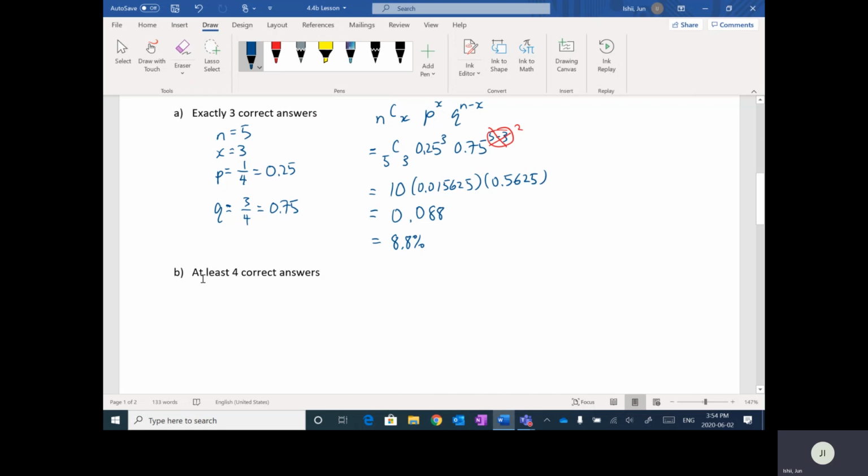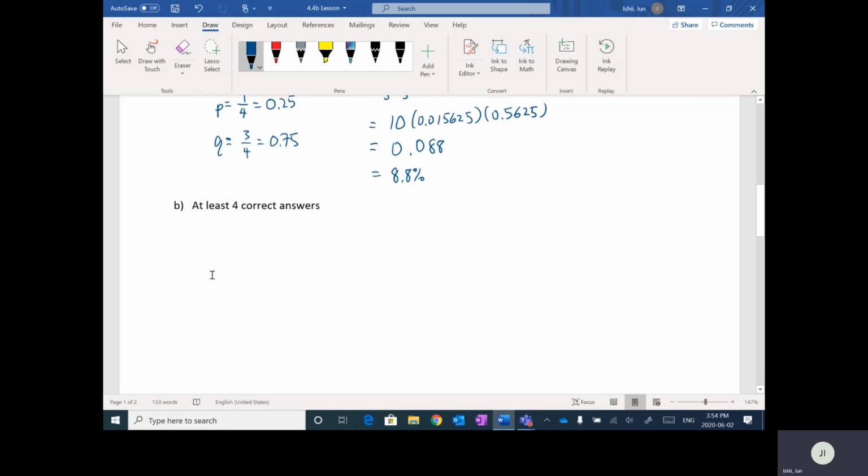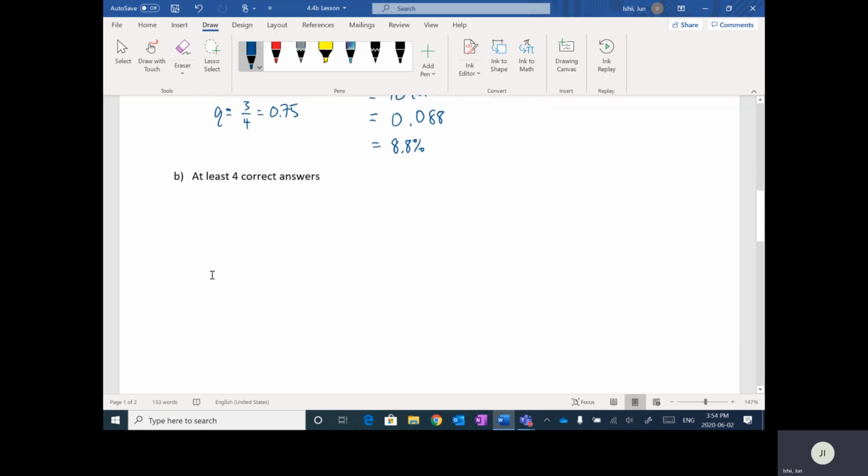This time, we want at least 4 correct answers. Okay. So whenever you see the words at least, this will be in terms of cases. So if I want to get at least 4 correct answers, this is the same as saying the probability of getting 4 right, or the probability of getting 5 right, since there were only 5 questions. So same thing here as we were doing before, we're going to have to separate this up into cases, and we're going to add these 2 probabilities together.